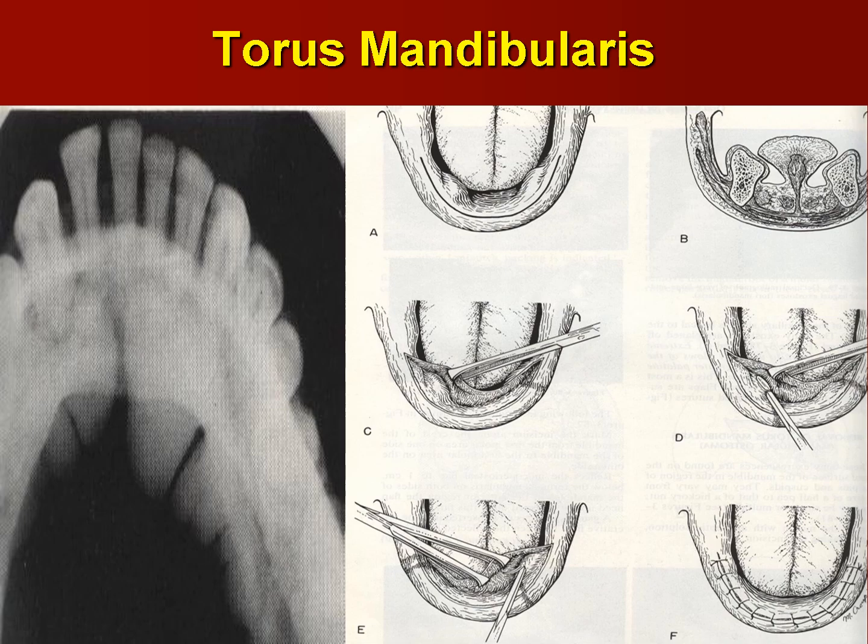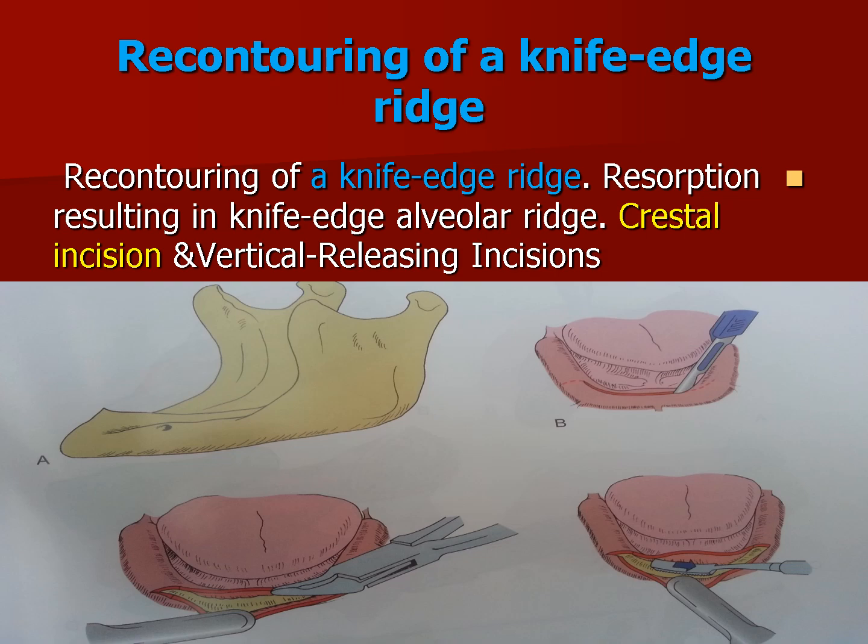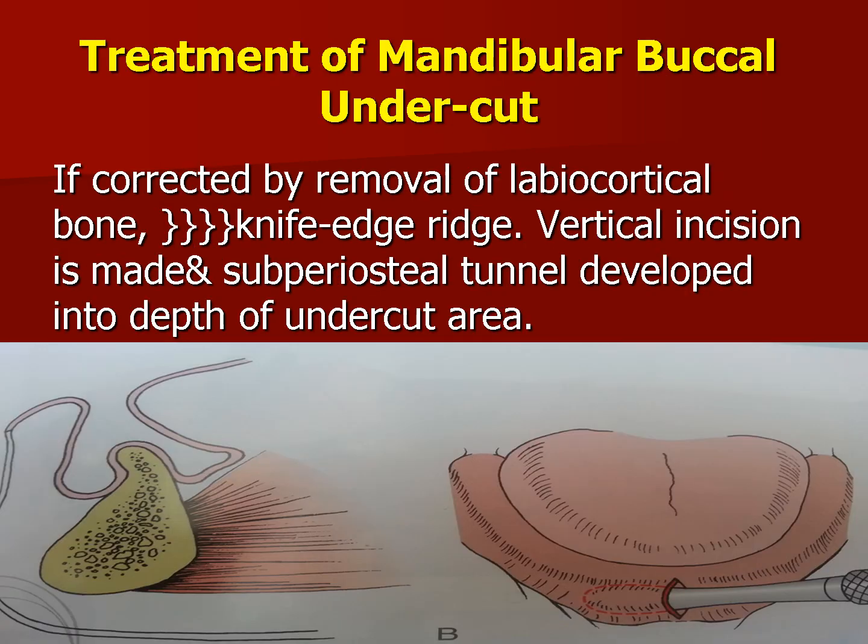Okay, there's another slide demonstration here for the torus mandibularis. The same procedures as we said before, and then the closure with continuous suture, like here, or continuous locking suture. Okay. Then trimming of the buccal undercut.